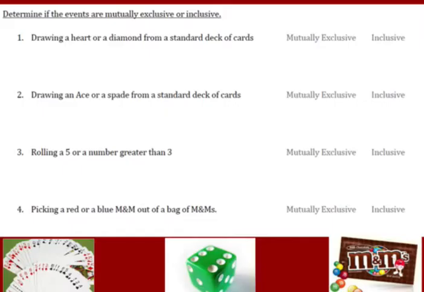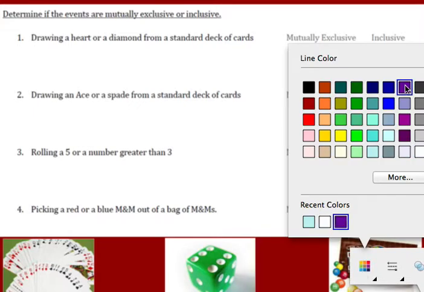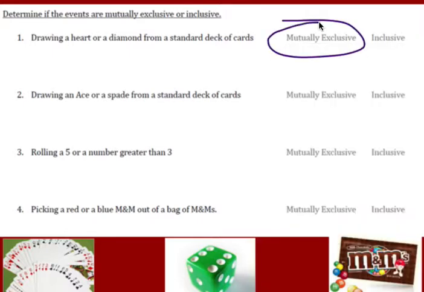So let's just start by seeing if we can identify what's mutually exclusive and what's mutually inclusive. Drawing a heart or a diamond from a standard deck of cards. Can you be a heart and a diamond? Well, no, you can't. So that makes this mutually exclusive. Drawing an ace or a spade from a standard deck of cards. Could you be an ace and a spade? Yes, the card ace of spades.